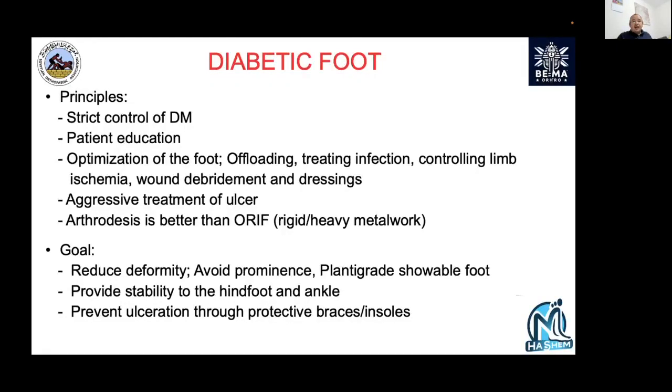Limb ischemia is very important, and if you have limb ischemia, you get either a vascular surgeon or an interventional radiologist on board, and they have to do a bypass or angioplasty or whatever to get the limb vascularity back to normal. Wound debridement and dressing is definitely needed if you have a wound. Treating the ulcer will be an aggressive debridement, and we'll go into this in detail in a minute.